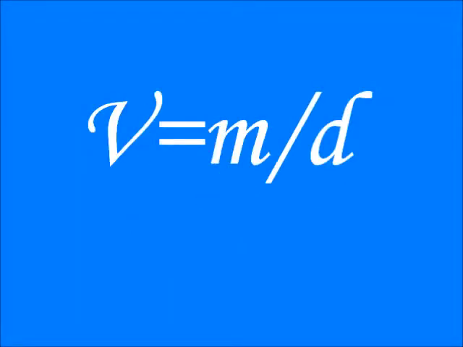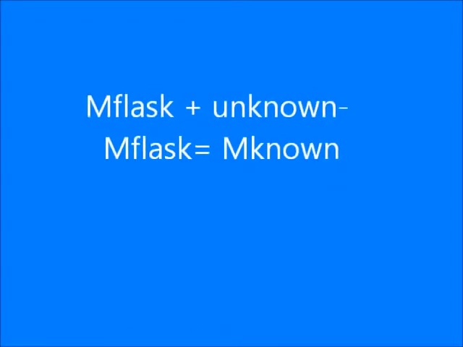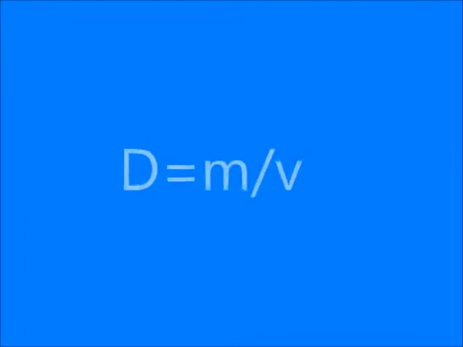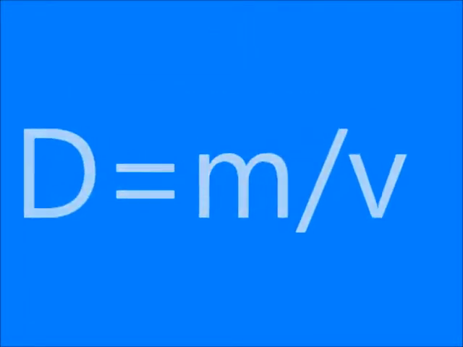To determine volume, use V equals m divided by d. To find the density of the unknown liquid, use mass of flask and unknown minus mass of flask equals mass of unknown. Plug the volume and mass into d equals m divided by v to find the unknown density.